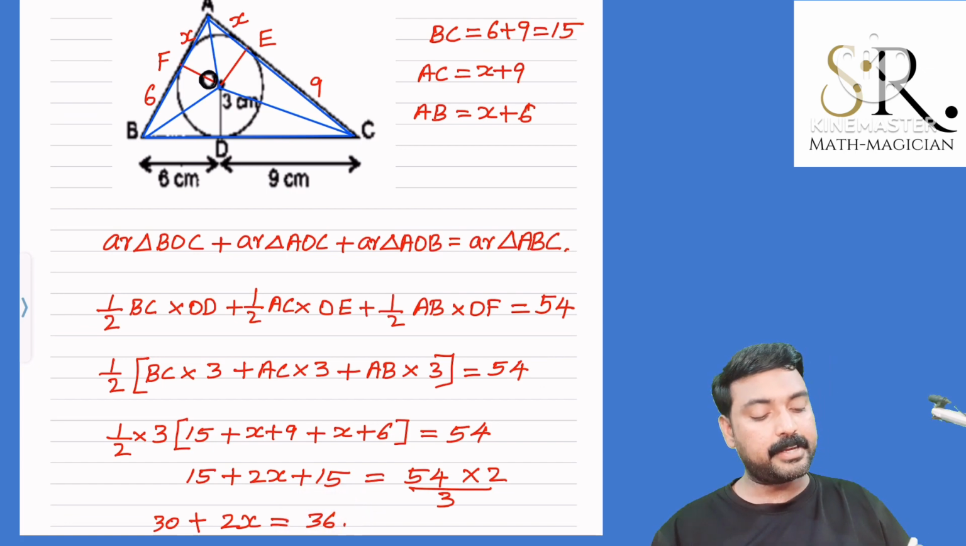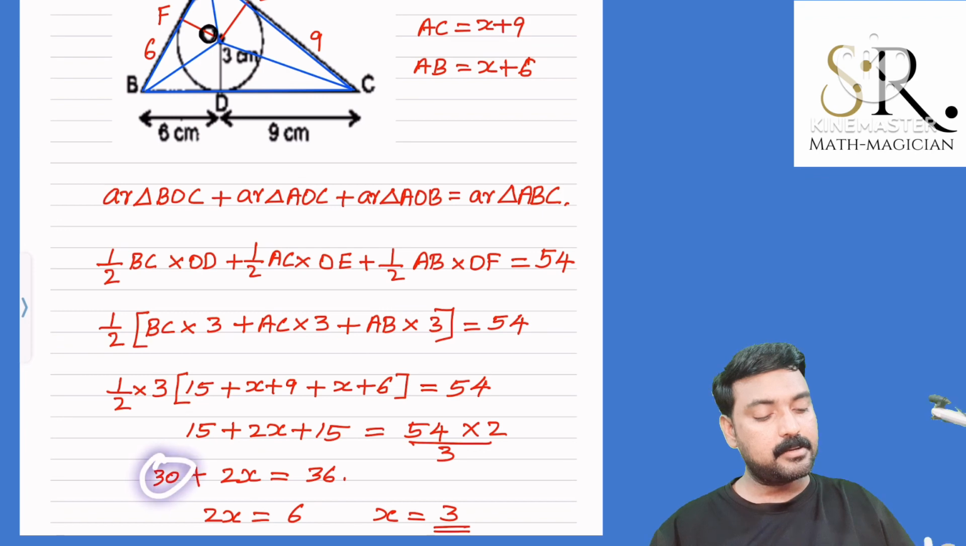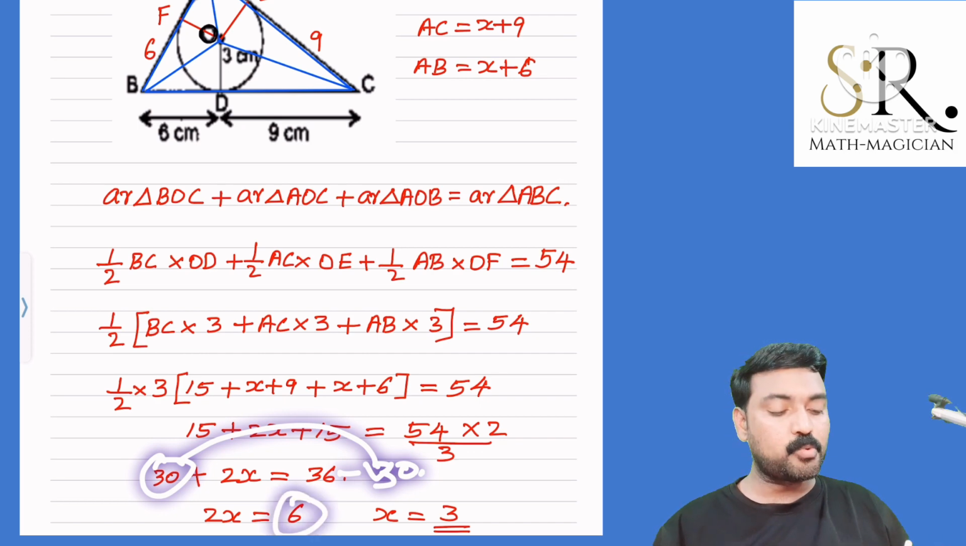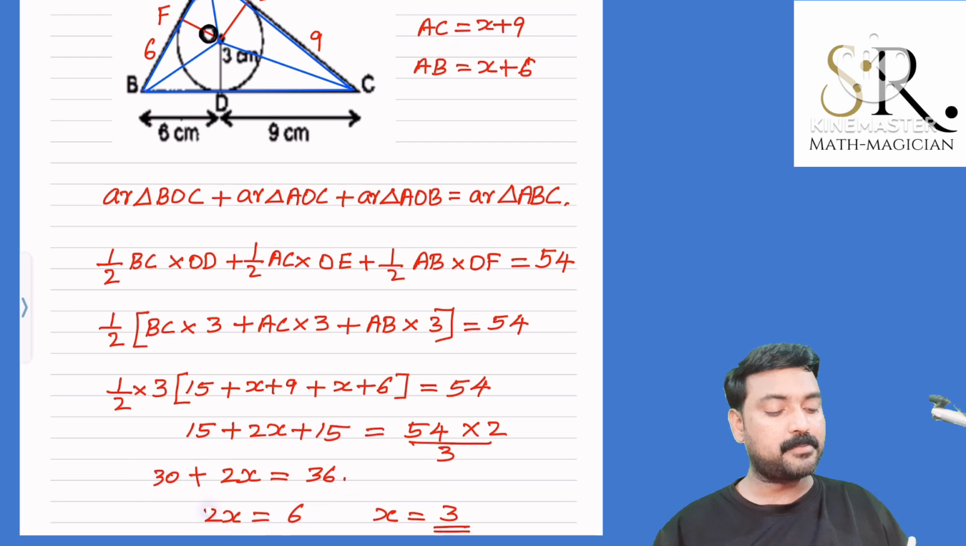Now this 30 we can transpose to the right side. It will be 36 minus 30. What is 36 minus 30? 6. Here 2X is 6, so 1X is 3, because here 2 is there. If you transpose it here, divided by 2, 6 divided by 2 is 3. So X is equal to 3.